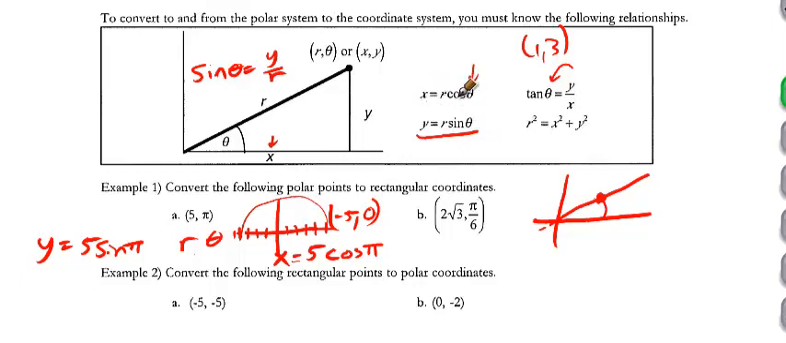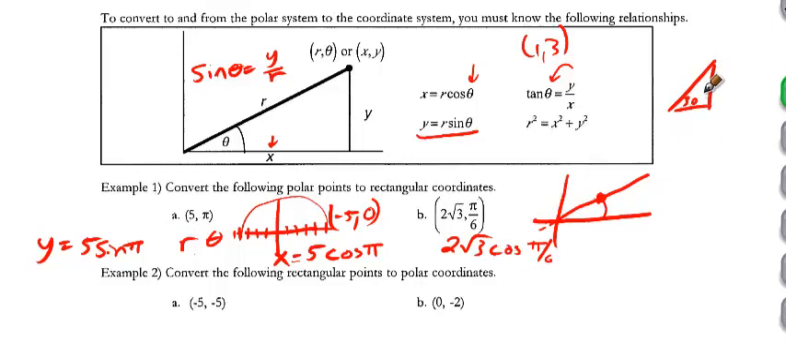So your x is r cosine theta. So we take r, which is 2 root 3, cosine of pi over 6. One of the fun things about calculus is, you might not have needed cosine of pi over 6 up until this point, and now all of a sudden you've got, what is cosine of pi over 6? What is cosine of 30? Well, if you don't know your unit circle very well, you could always just draw your 30, 60, 90 triangle.